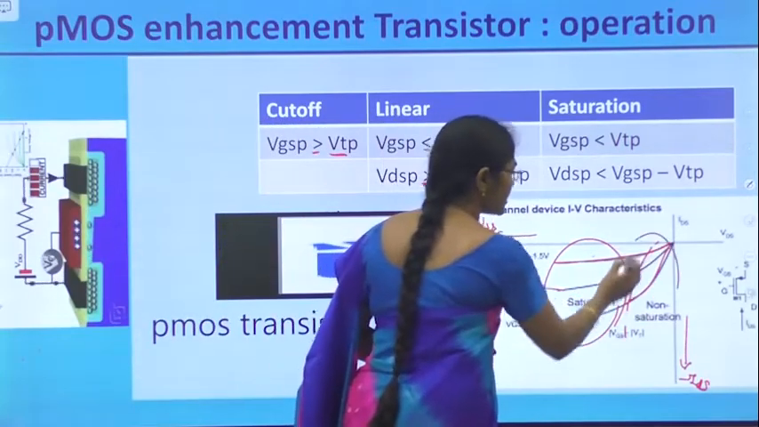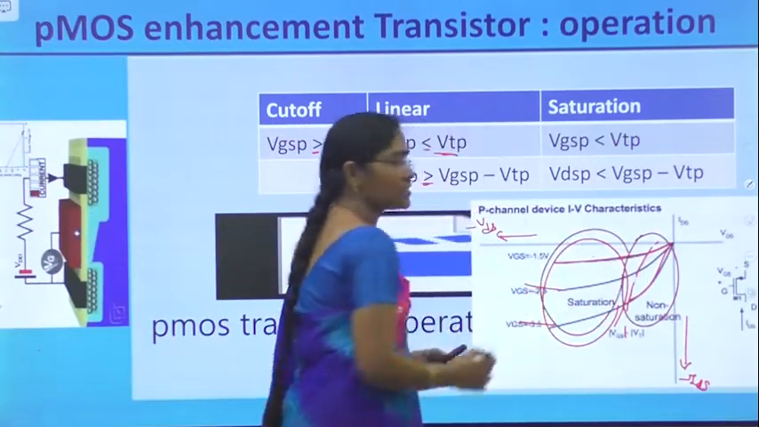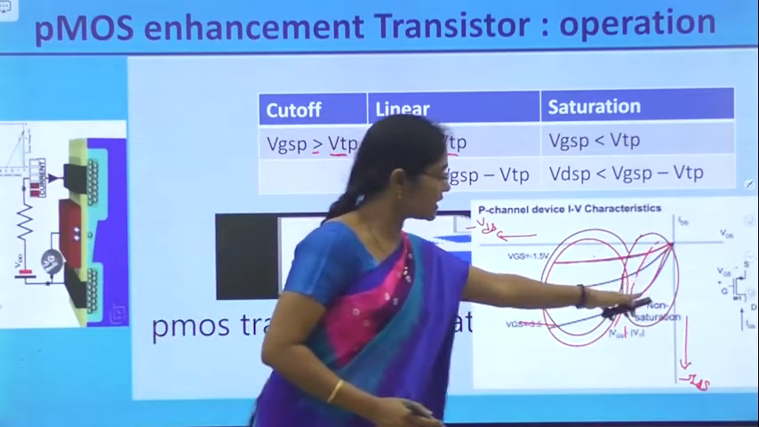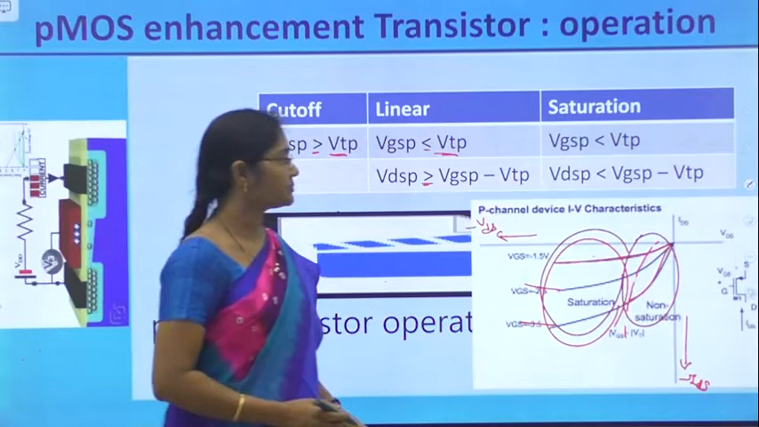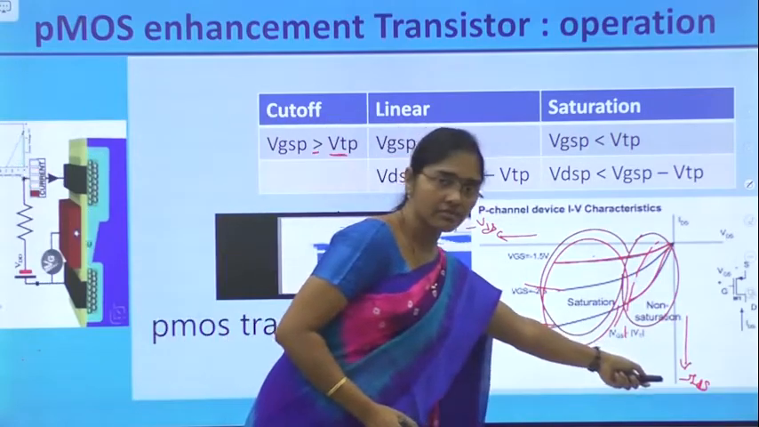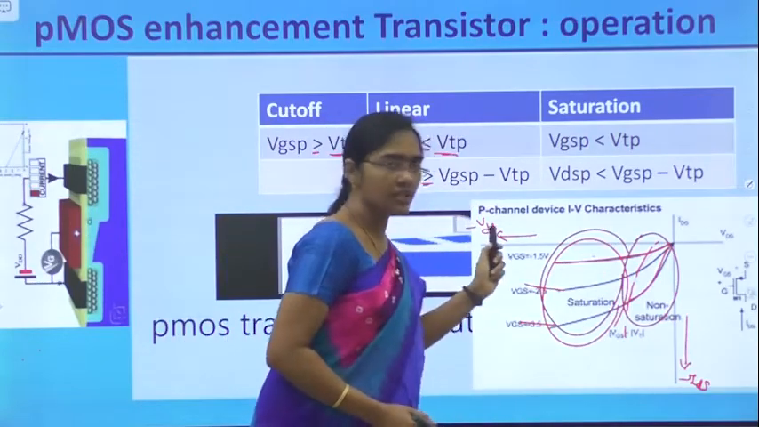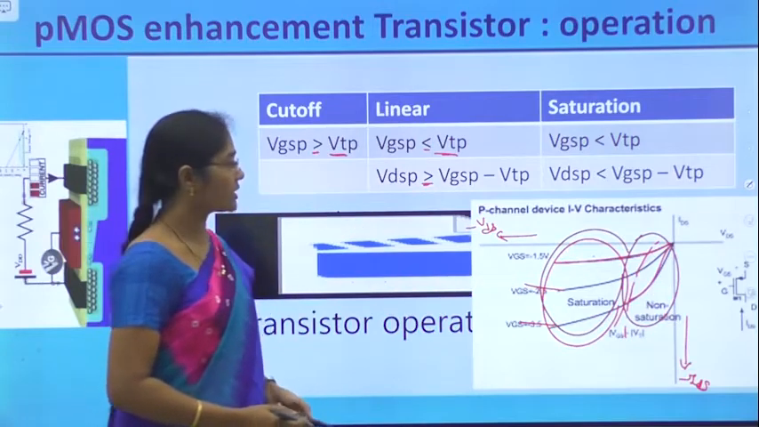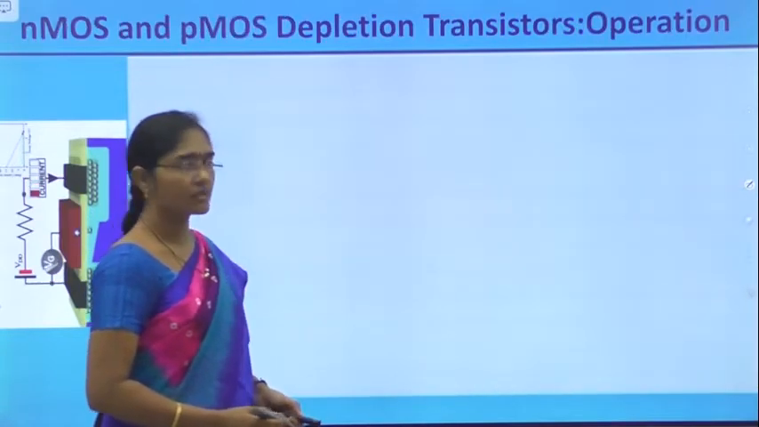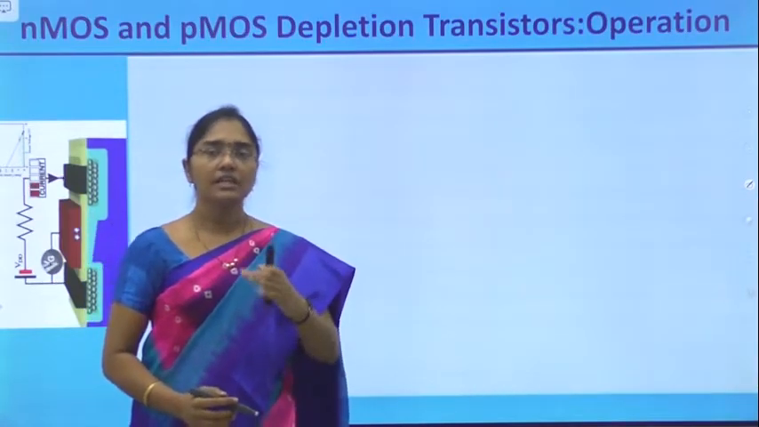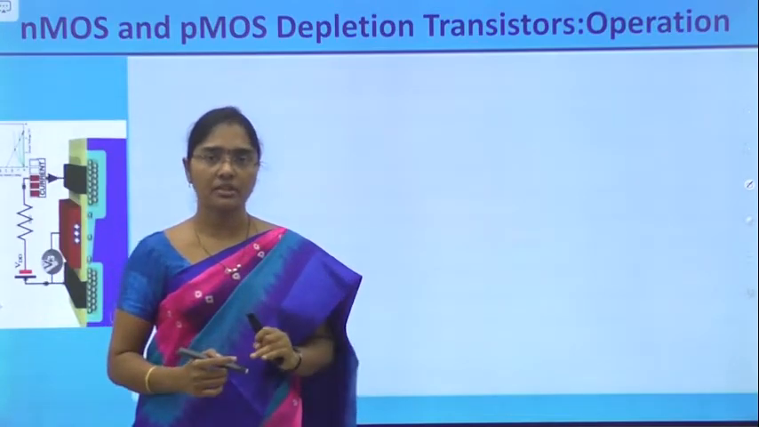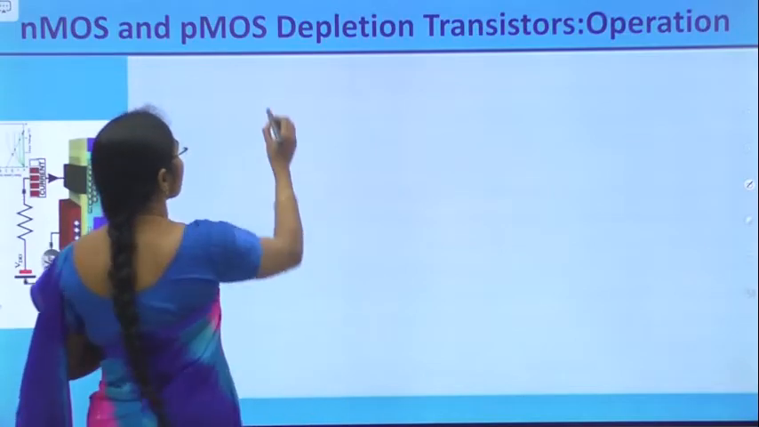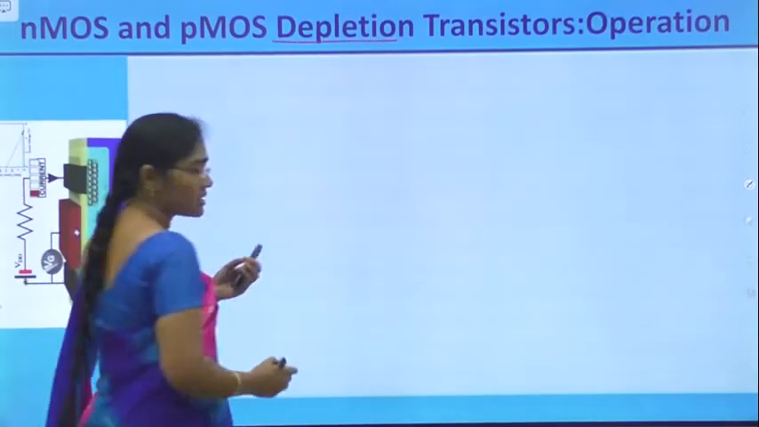This is the non-saturation region and this is the saturation region. Here the current is a function of VGS and VDS, and there it is a function of only VGS, and the current is maximum. The current is negative, and the voltages we are applying have negative polarities. Till now we have seen enhancement nMOS and enhancement pMOS transistor operations. Now, come to the depletion transistor operation.